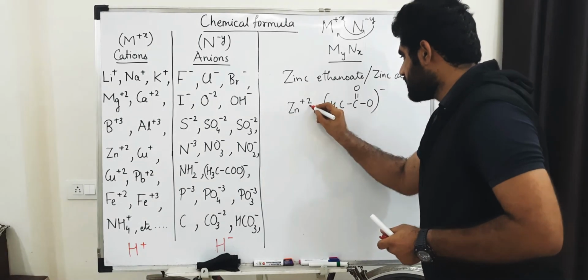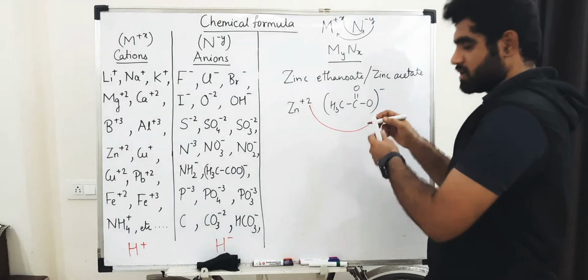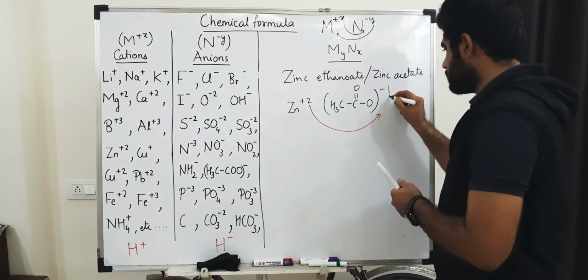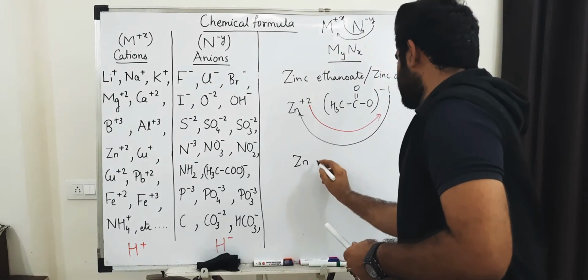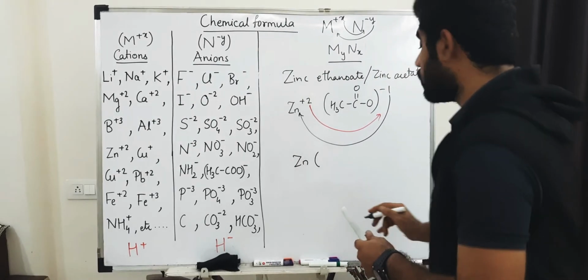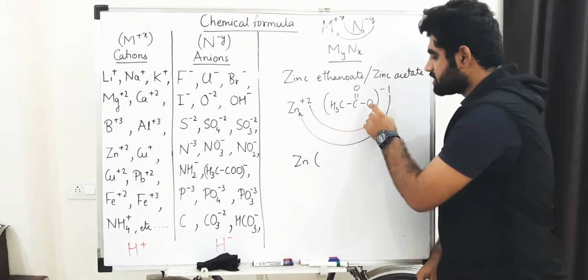So now this 2 goes to the minus part, and there is always 1. Yes, 1 is moving here. So what happens? Zn, bracket open. Now what you are seeing here, pay attention, this oxygen is the free end, so zinc will be connected to oxygen.